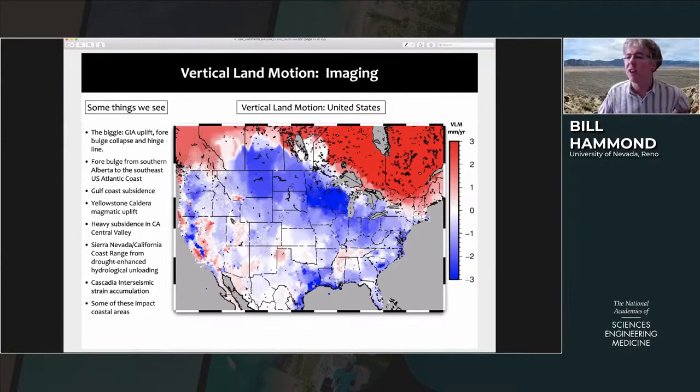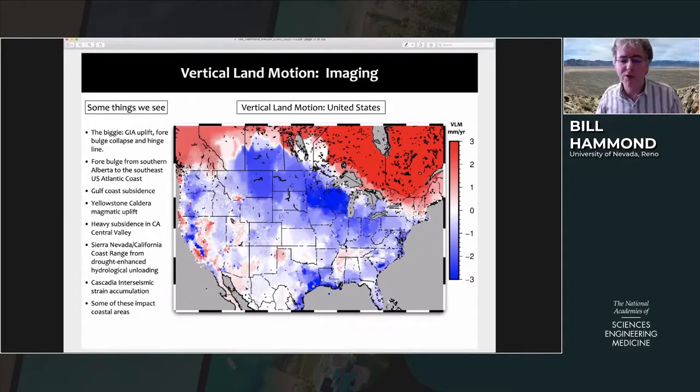And the forebulge collapse, Thorsten Becker mentioned this, the forebulge collapse is a lithospheric flexure that pushes most of the central United States downward in response to this uplift in Canada. So this is an effect that's on the order of 1 to 3 millimeters per year. And it goes from Alberta all the way to the southeast Atlantic coastline of the eastern United States. But there's other things besides GIA in here.